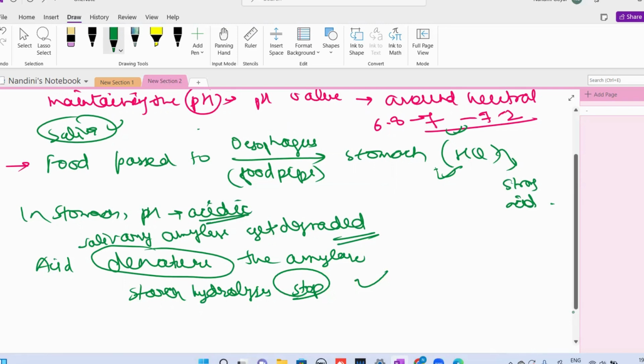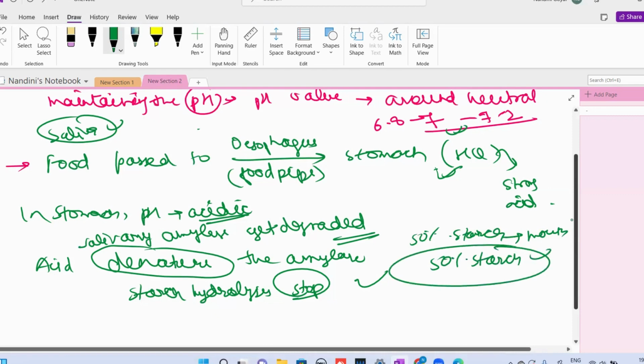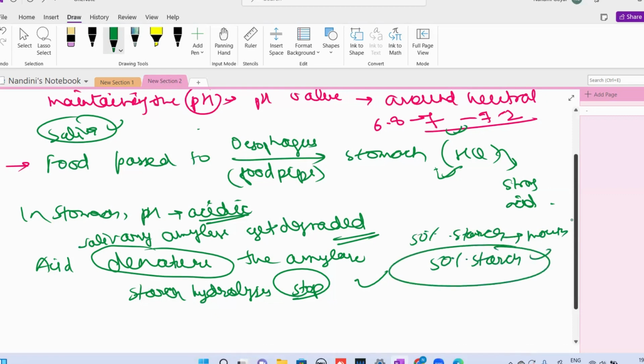So there is another amylase that comes into the small intestine. I will tell you later. First, try to understand this: in the stomach the salivary amylase gets degraded, so starch hydrolysis stops. Suppose in the food particle 50% starch has been hydrolyzed in the mouth. Now 50% starch remains. It didn't get digested in the mouth, so it will digest further, but not by this amylase. The salivary amylase is now degraded.